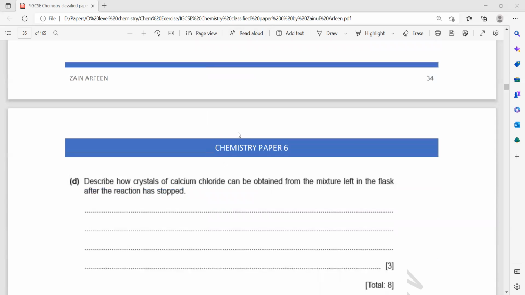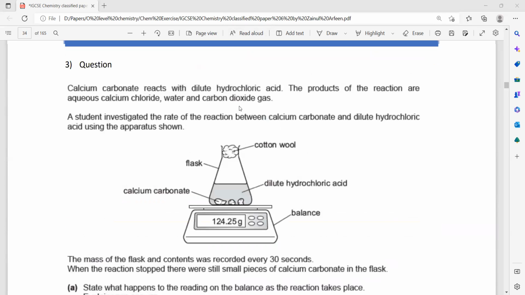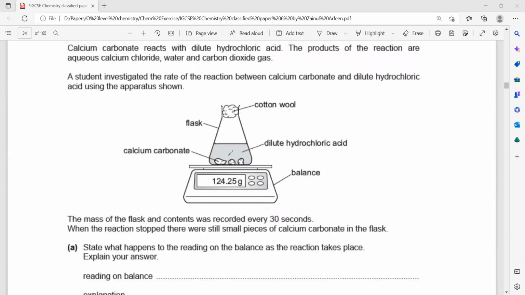Then describe how crystals of calcium chloride could be obtained from the mixture. First, when this reaction occurs, there are still some pieces of calcium carbonate there. So first we should filter to remove the unreacted calcium carbonate. Then we heat it till the point of crystallization, and then we leave it in a cool place to cool the solution. And then we dry it with filter paper to remove water.